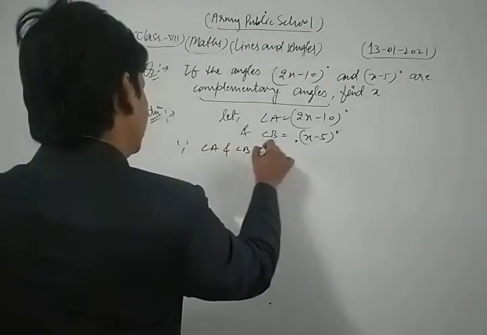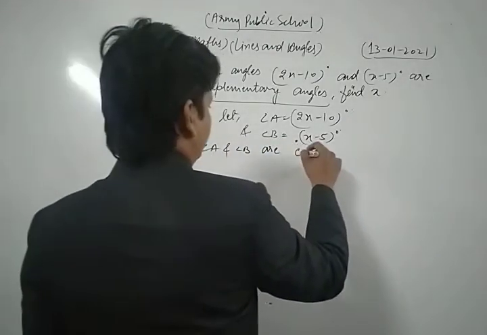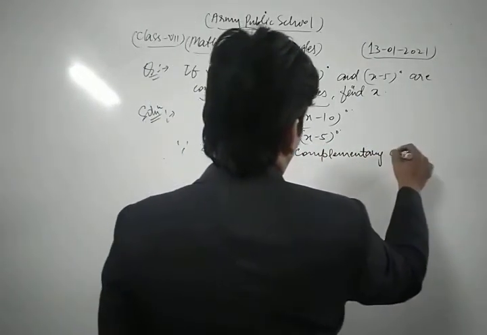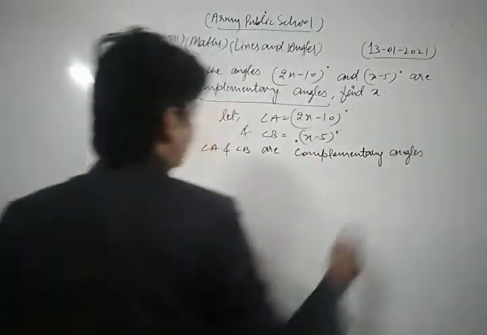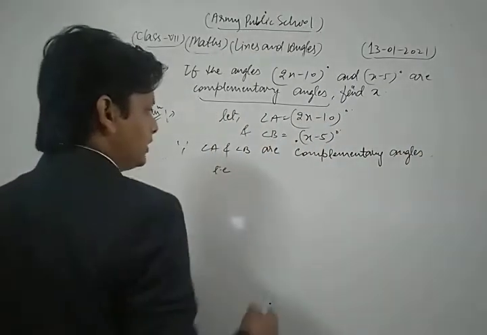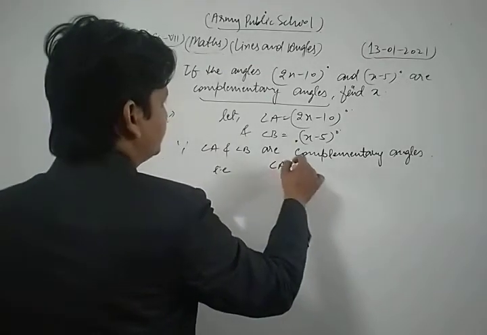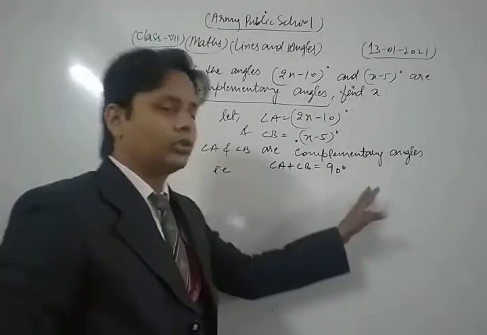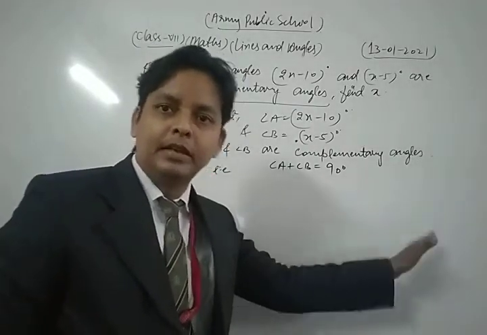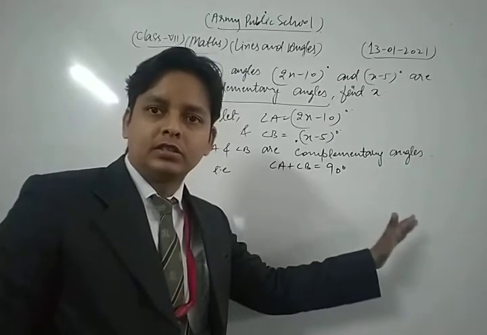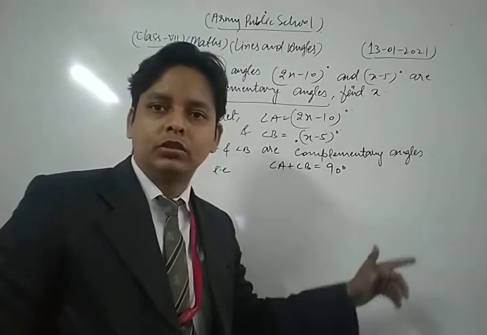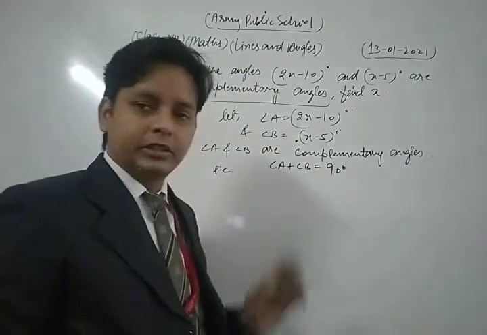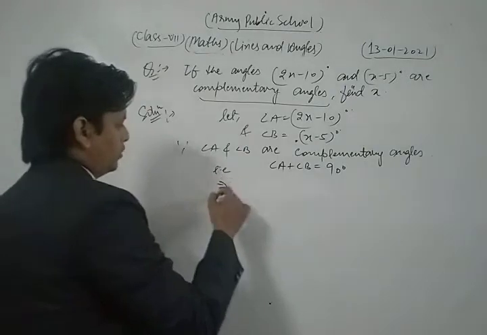angle A and angle B are complementary angles, that is, their sum of measures is 90 degrees. That is, angle A plus angle B is equal to 90 degrees. Because for complementary angles, the sum of measures of both the angles must be equal to 90 degrees. Now we put the values of angle A and B in this relation. We get, let's see, angle A is what?